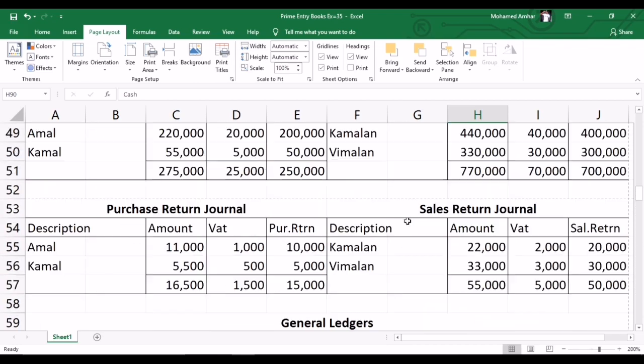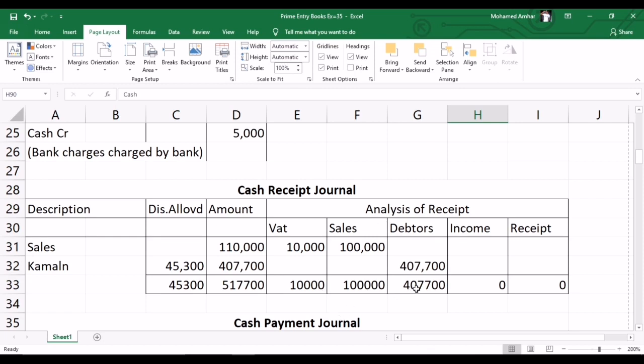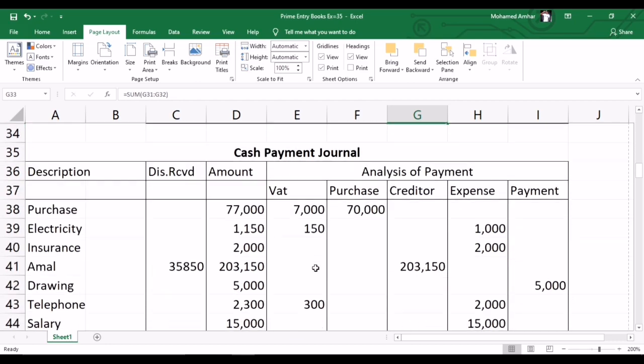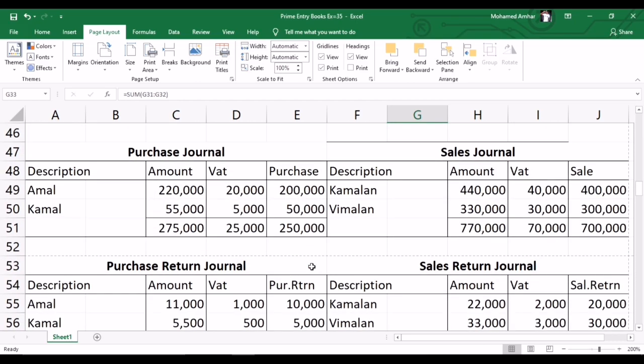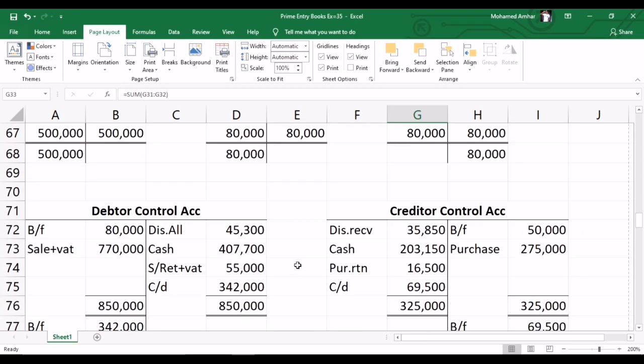Then the other break is 407,700. This is cash receipt from debtors. So you have to credit the debtors account. The cash receipt amount should be credited to the debtors account. Where is the debtors account? Yes, credit here, and narration cash.